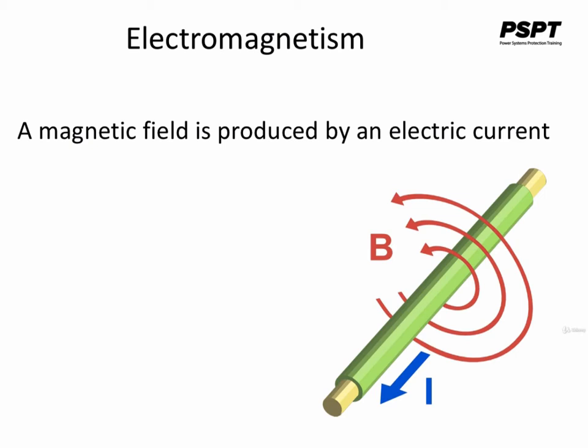Now, an electric current is movement of electrons. The magnetic field produced by the charged particles is always oriented perpendicular to the direction of the flow. A simple method of showing this relationship, again, can be determined by the right-hand rule.